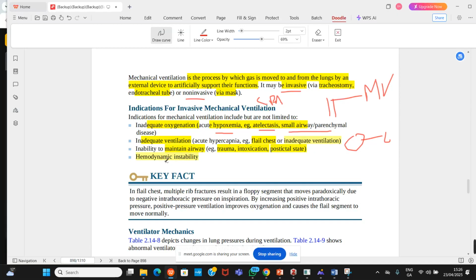Intubate because of what? Inadequate ventilation. So somebody with flail chest too, you want to intubate because of what? Inadequate ventilation. They cannot ventilate.